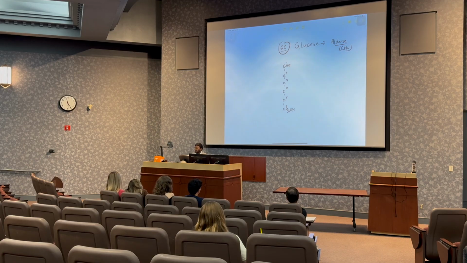And now we have to put the structures of H and OH on the other sides. That's what is left. So we'll draw two lines from each carbon, and now we have to decide where we have to put an H and where we have to put an OH.